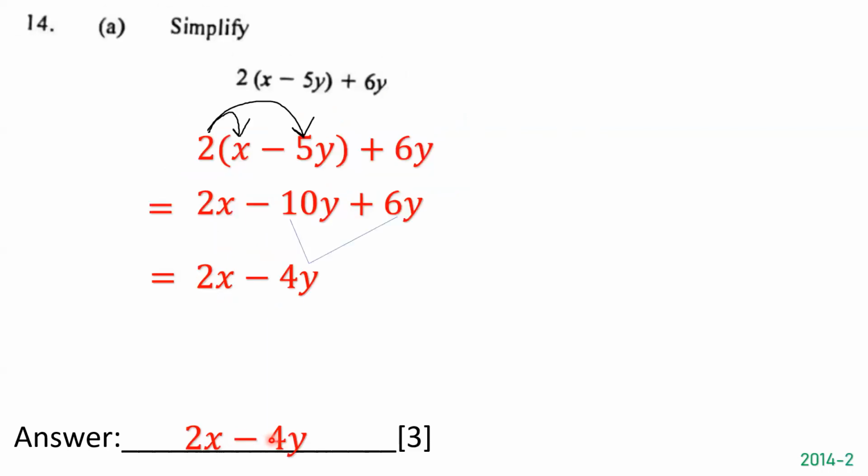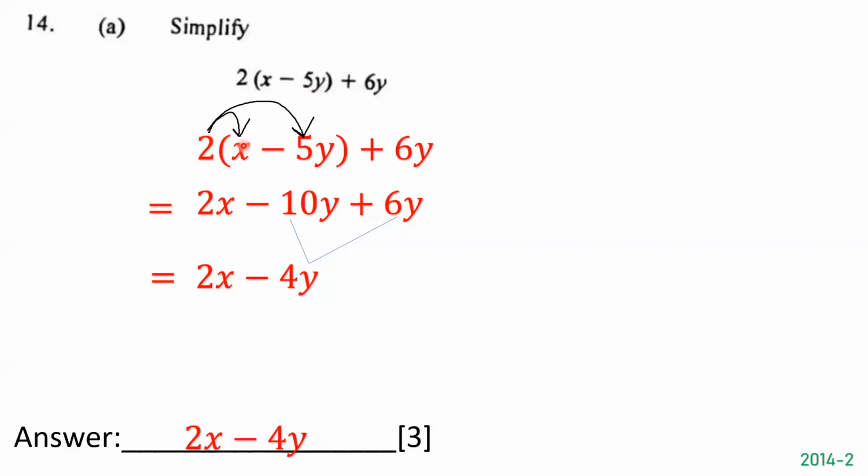Here it says simplify. And notice we have 2 open bracket x minus 5y plus 6y. What we're going to do here is multiply 2 by every term that's inside this parentheses. So we say 2 times x, and 2 times x is definitely 2x. And we say 2 times 5, and 2 times 5 is definitely 10. And so it's going to be 2 times 5y, which is 10y, and we keep the negative sign.